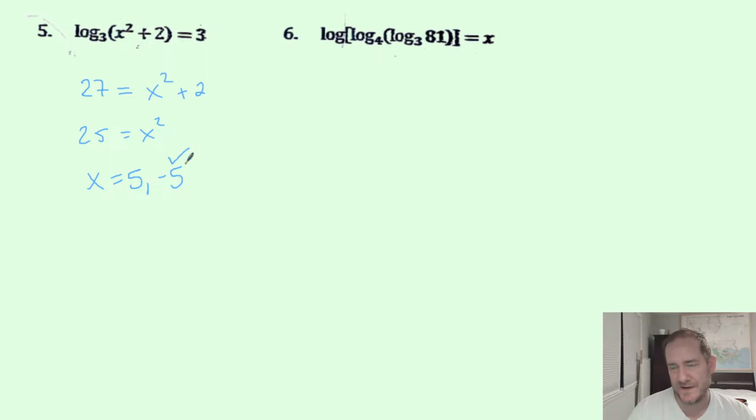So this negative answer is not extraneous. It's fine. Because, again, plugging in a negative doesn't mean you actually get a negative. So both of these answers are correct. So as a solution set, you can write negative 5 and 5.